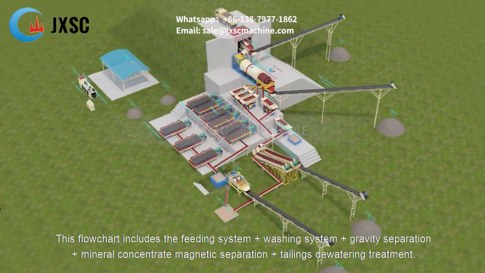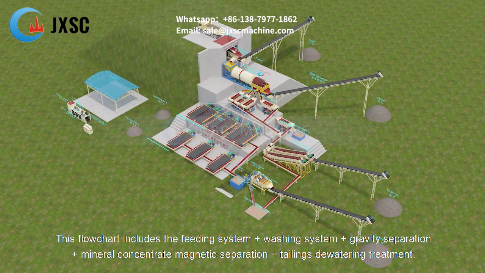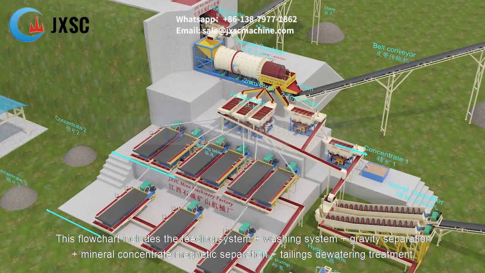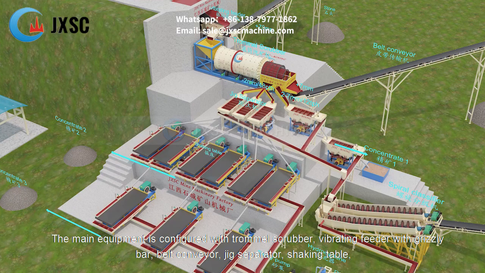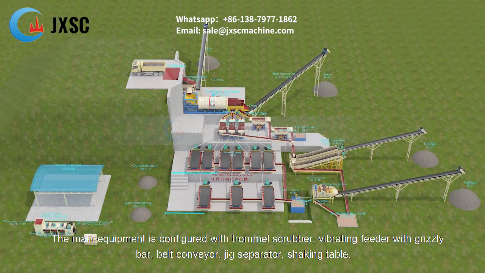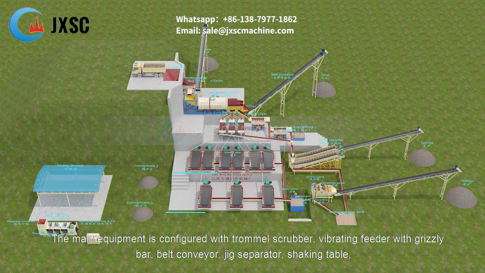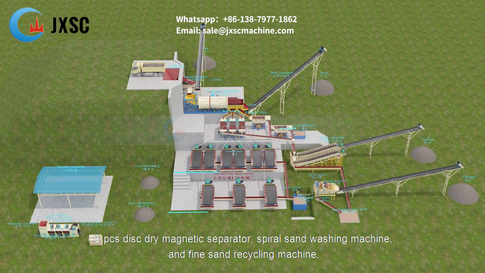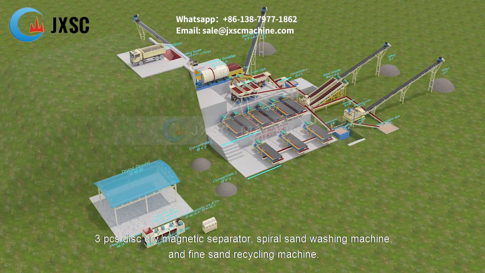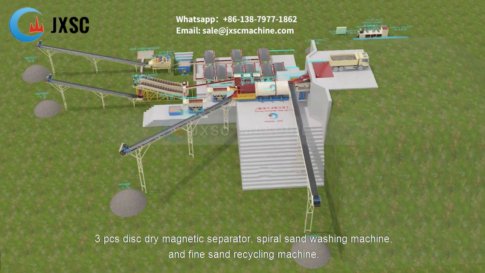This flowchart includes the feeding system plus washing system plus gravity separation plus mineral concentrate magnetic separation plus tailings dewatering treatment. The main equipment is configured with trommel scrubber, vibrating feeder with grizzly bar, belt conveyor, jig separator, shaking table, 3 PCs disc dry magnetic separator, spiral sand washing machine, and fine sand recycling machine.